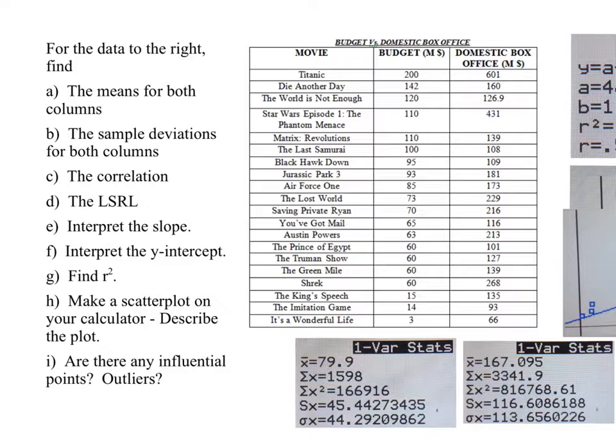So first of all, for the data to the right, find the means for both columns. I had already calculated these. I put these into my lists, and I did one variable stats. Remember, that's in the stat menu. You go over to stat calc. So here is the average budget right there. Here's the average box office, and of course we use this for our average and this for our deviation. Okay, so we've done parts A and B.